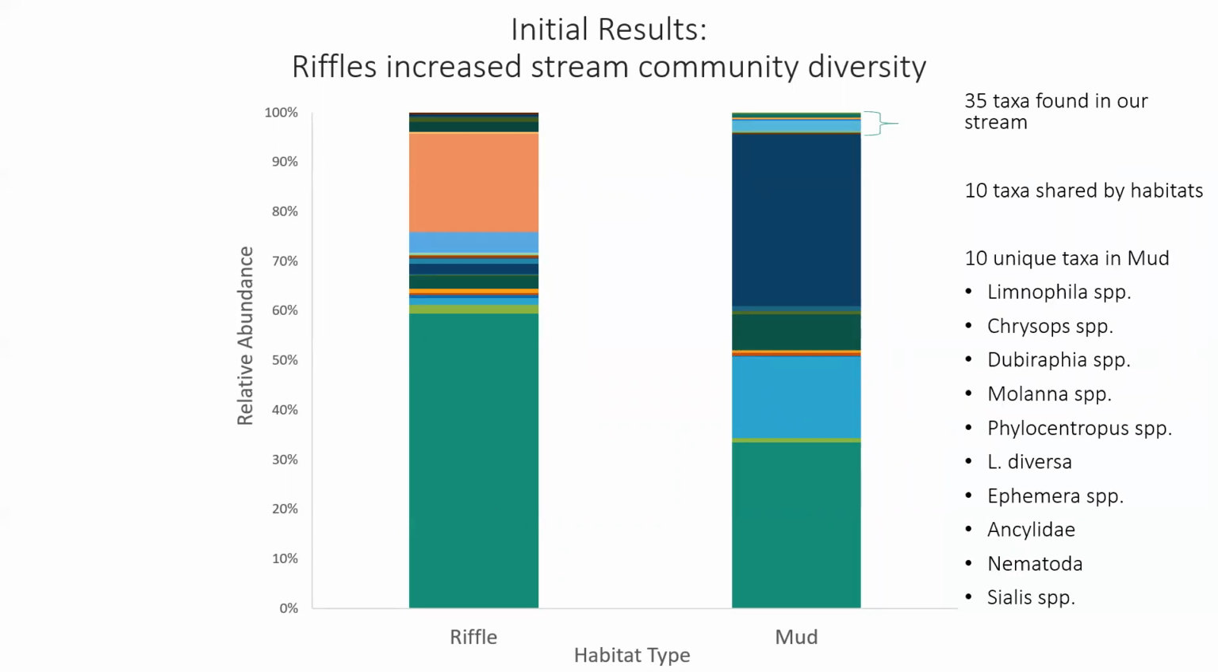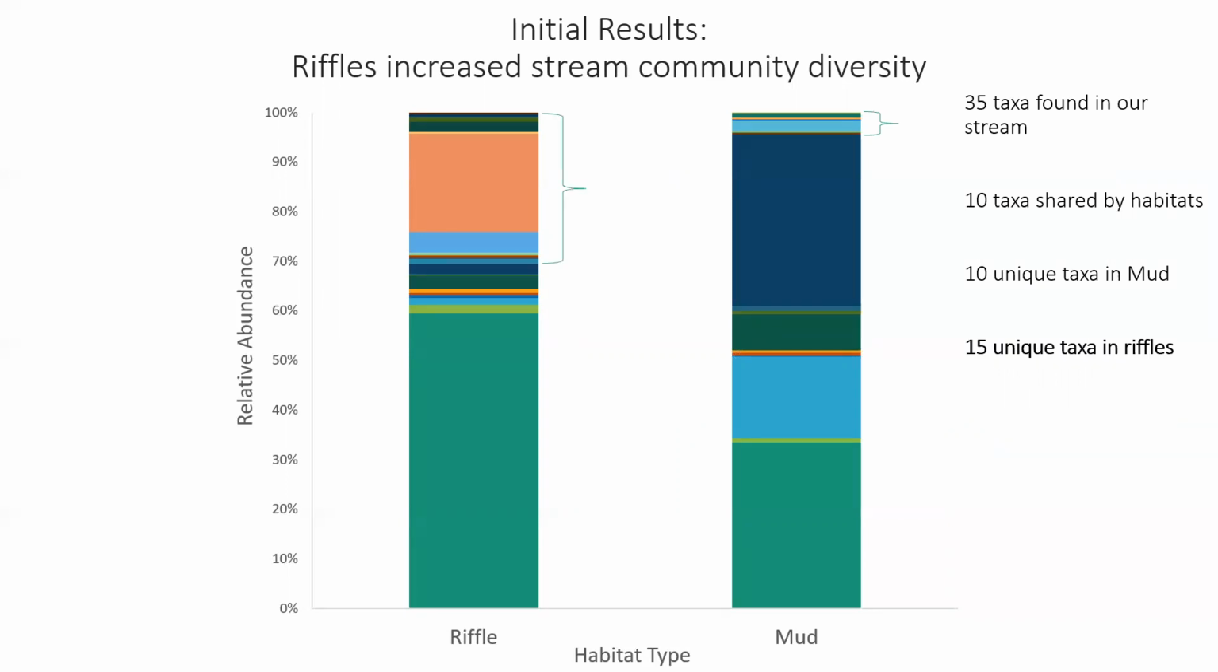And the mud habitat was home to 10 unique taxa, which comprised roughly 5% of the insects found in that habitat type. What's really exciting is that our constructed riffles were home to 15 unique taxa new to our stream and constituted roughly 30% of the insects found in that habitat type.